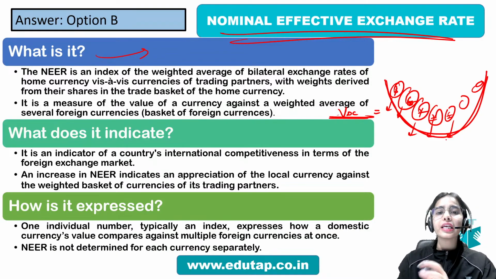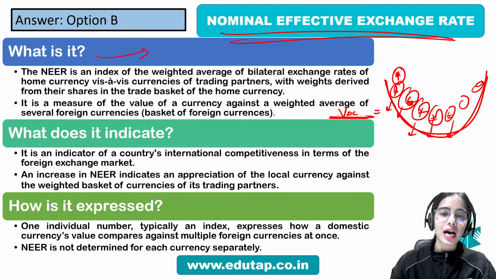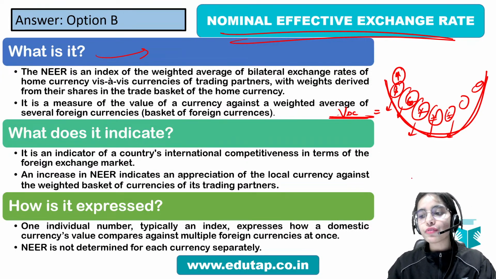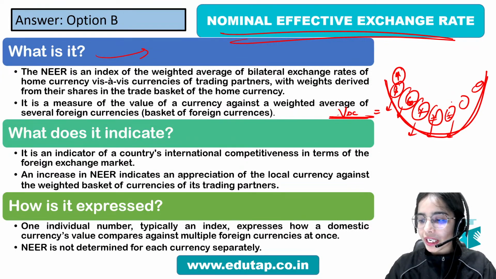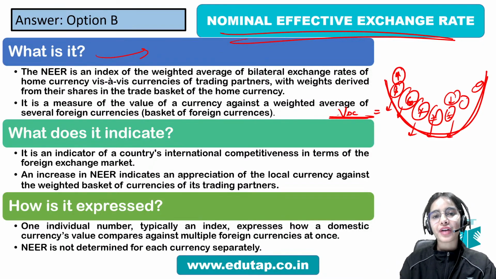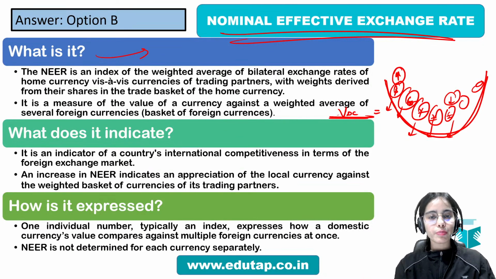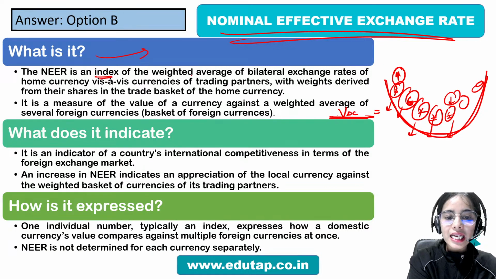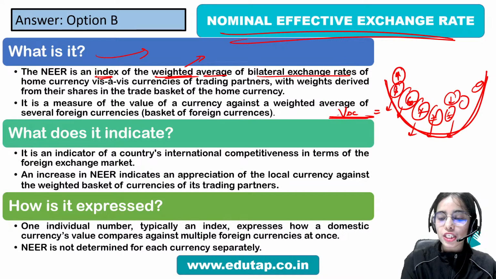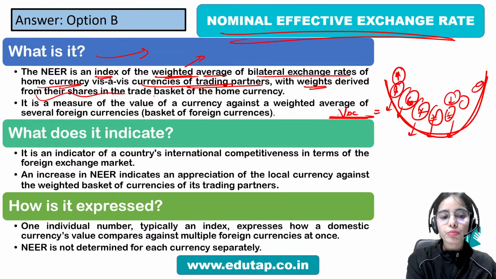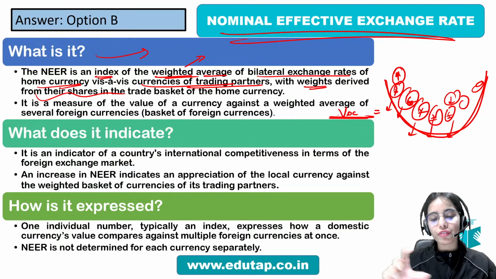Let's say we trade the most with the US, so the US currency will have the highest weightage. We trade least with Britain, let's say, so the least weightage will be given to the pound sterling. So NEER is an index of the weighted average. Weights are provided to the bilateral exchange rates of the home currency against the currencies of the trading partners, and the weights are derived from trade share, based on how much trade we do with the particular currencies.